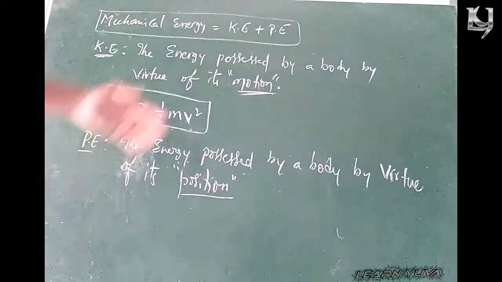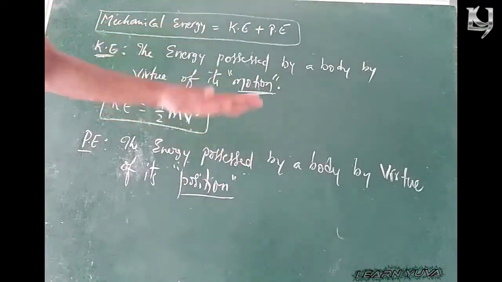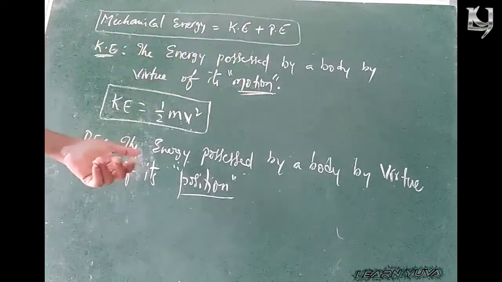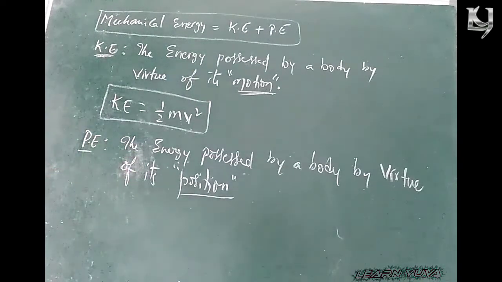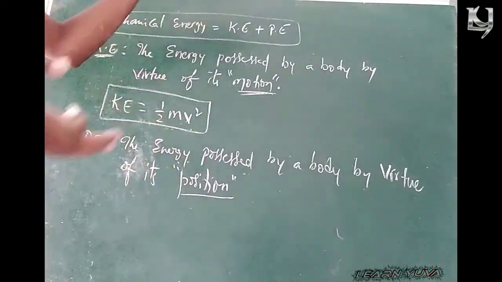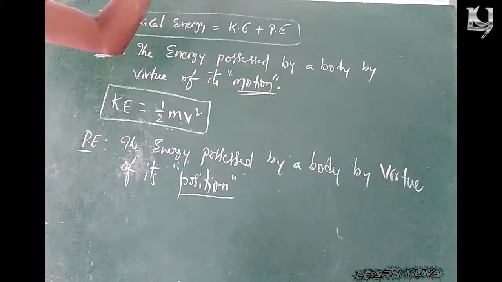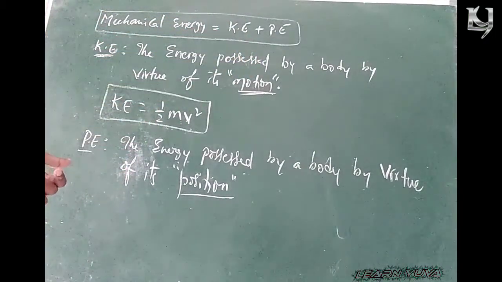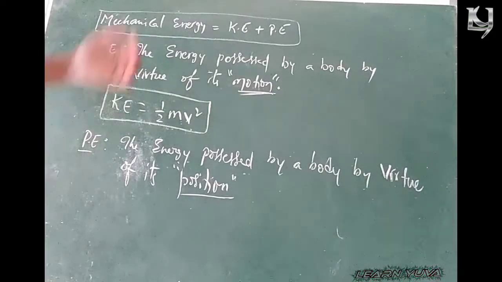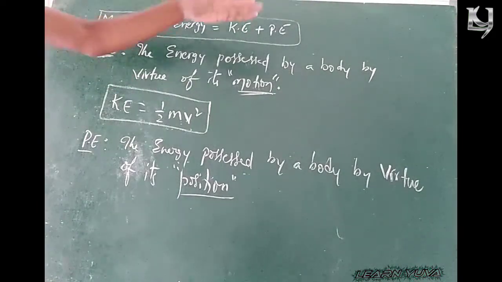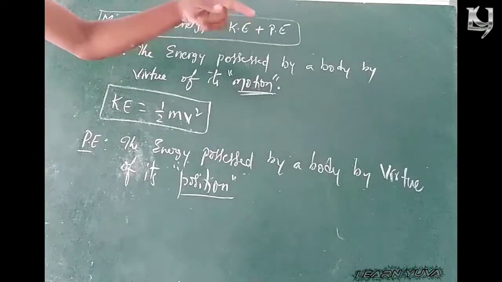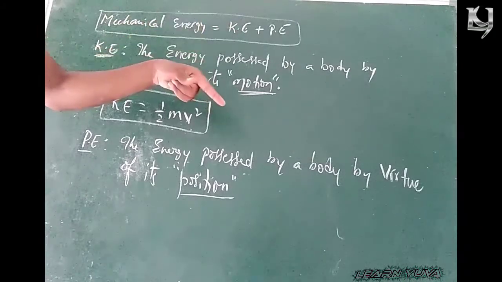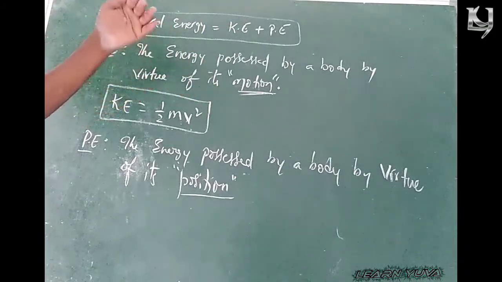If a body is located at a certain height from the ground level, then that body possesses potential energy. For example, the water stored at some height in a tank possesses potential energy. For example, a bird flying in the air at a certain height possesses potential energy. It possesses not only potential energy, because, as I already said, that body is in motion.